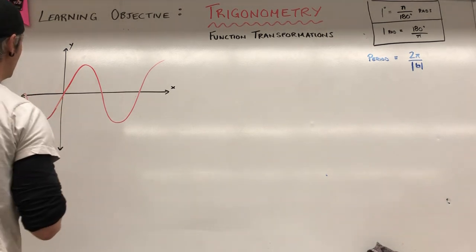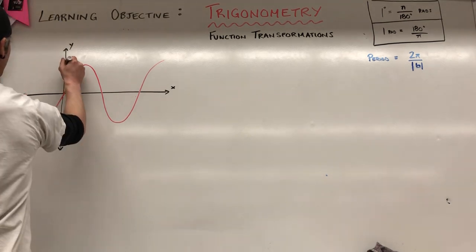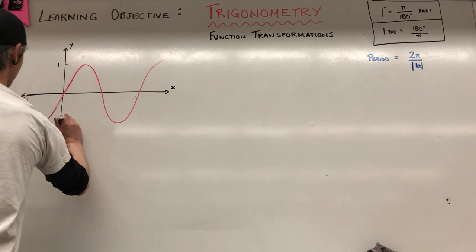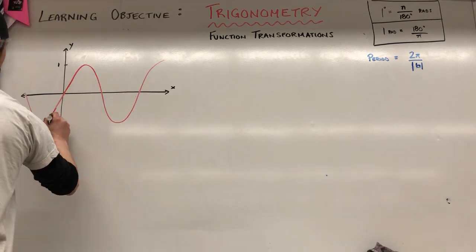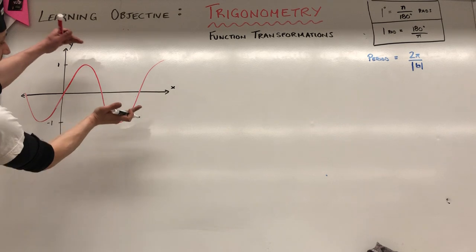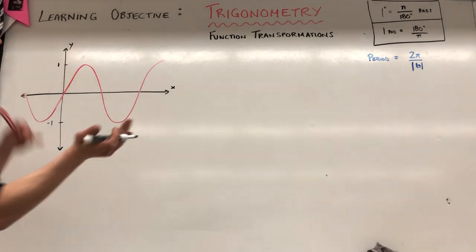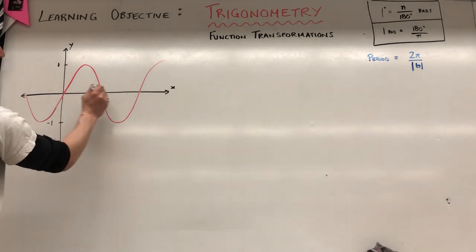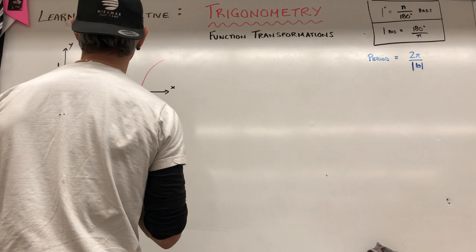Its baseline has an amplitude of 1, which means the distance from the midline, the midpoint of the function, to each max and min is 1. So if my amplitude is 1, the total height of my function is actually 2. Amplitude just refers to the midpoint to the peak. So this is my sine wave.